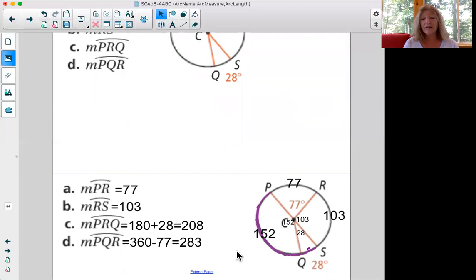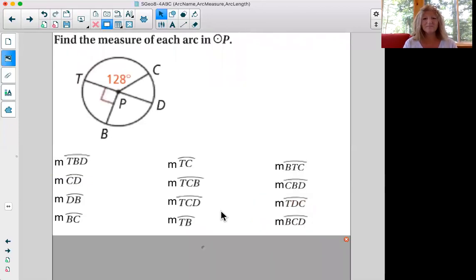We could also add together, for P through R to Q, 77, 103, and 28. Or you could say we'd add 180 and 28. And to get P through Q to R, it's the whole circle minus 77. So there are lots of ways to think about it. So pause and practice, and then press play for the solutions.